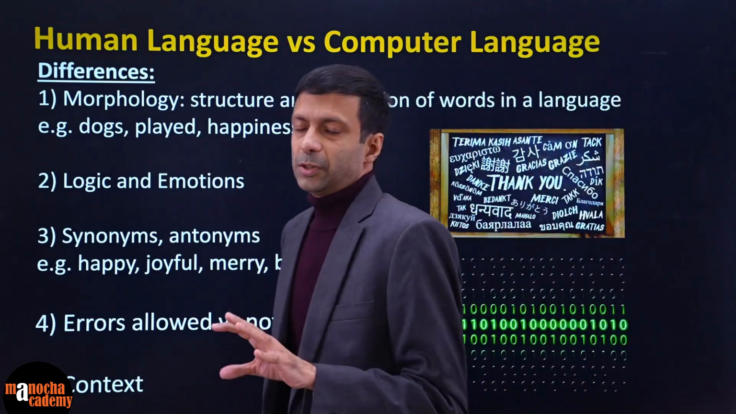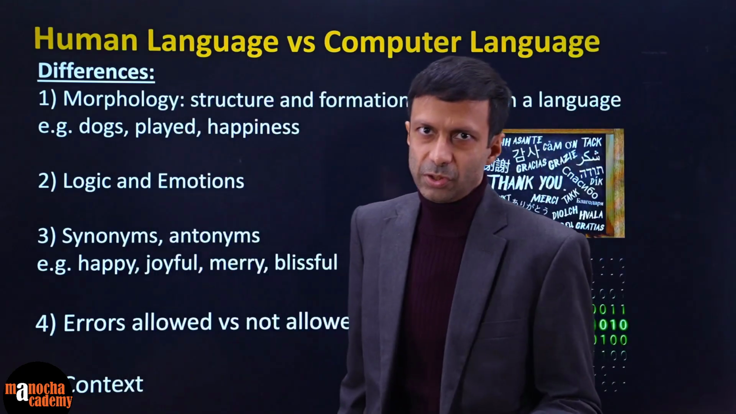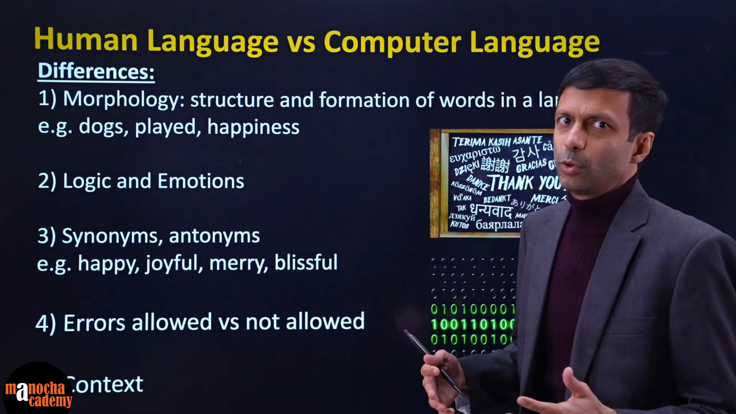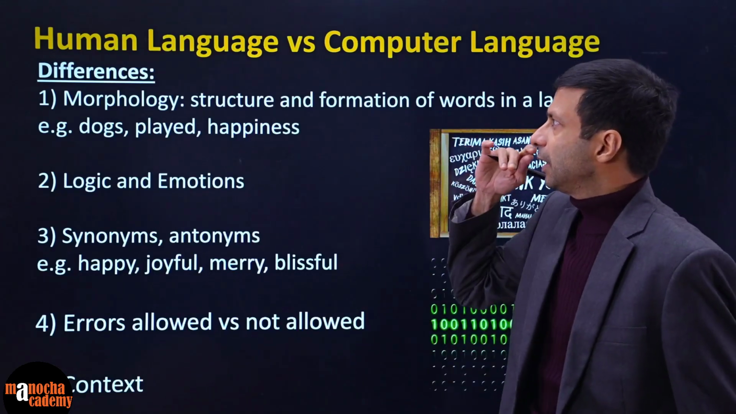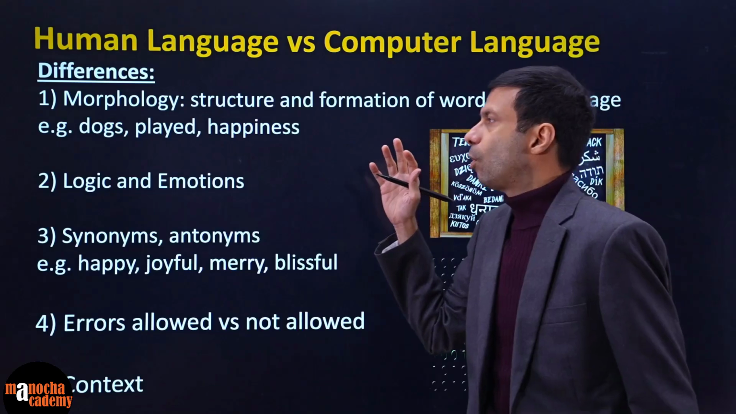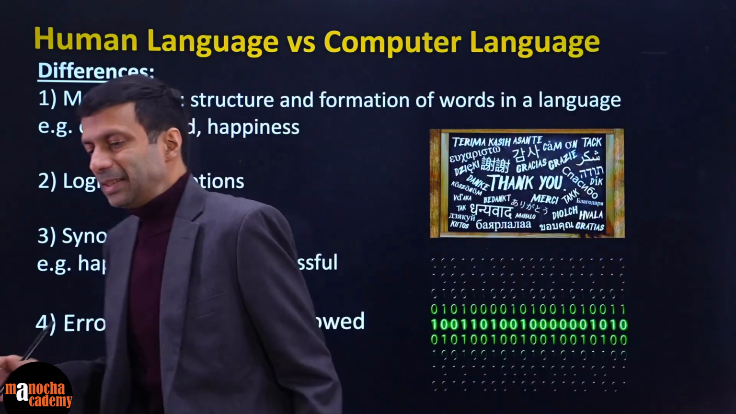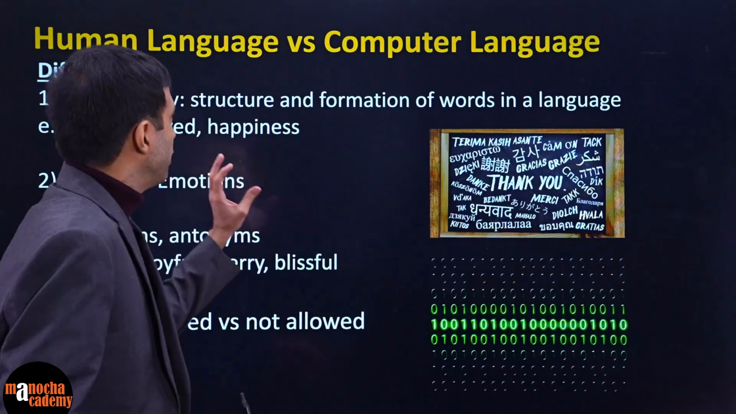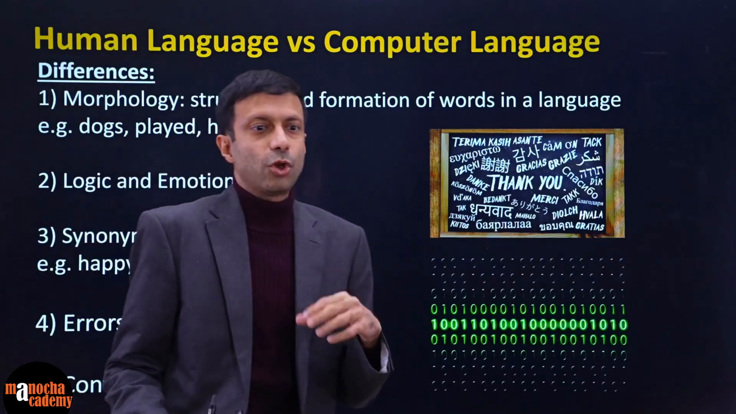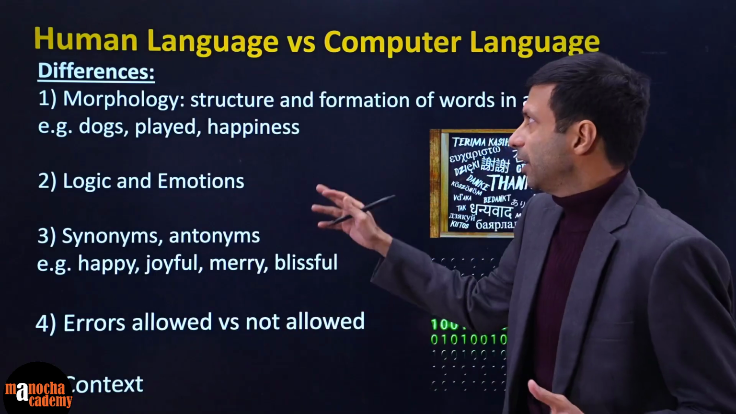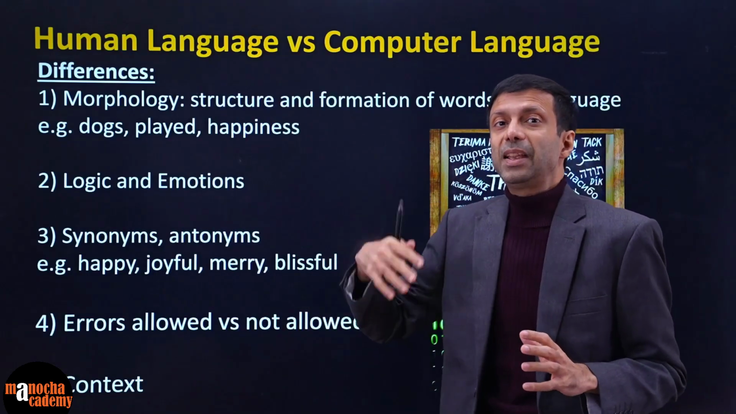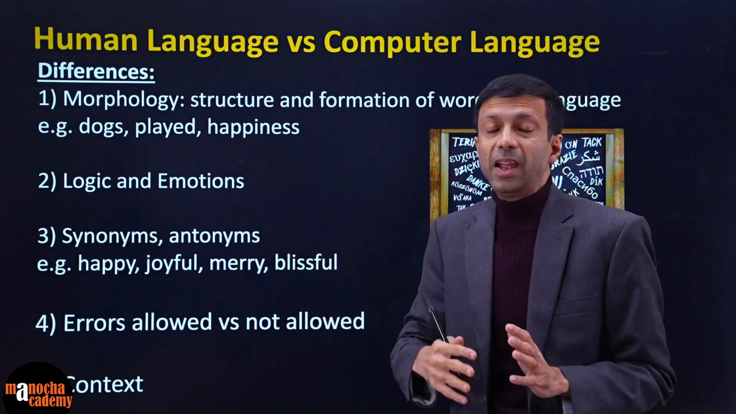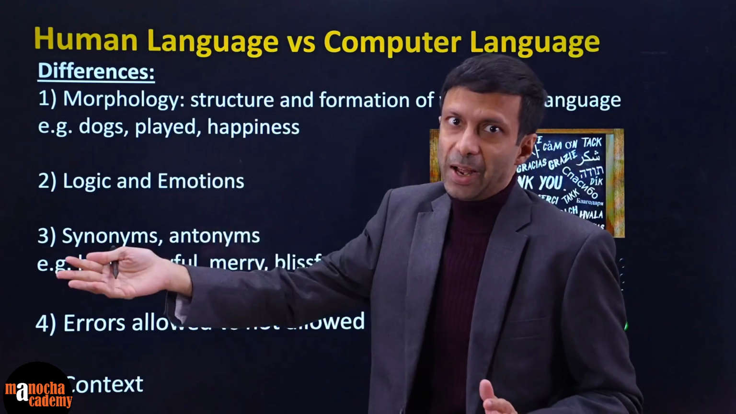Now, what are the differences between human and computer languages, right? So, of course, when you look up different books, they'll have different things to say. But in the basic differences, one is morphology. Morphology means the human language is very rich, right? We have different forms of the word, like we have dog, dogs. Similarly, I'm happy, happiness, right? He plays, played, past tense.